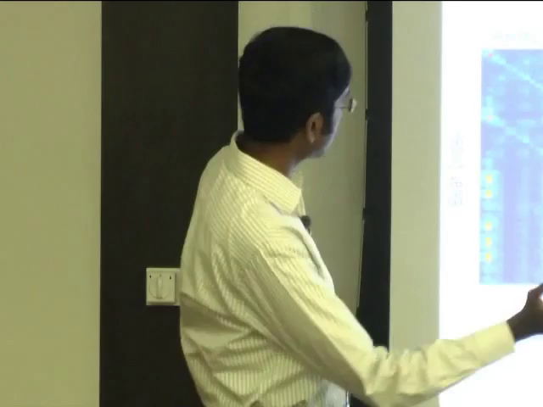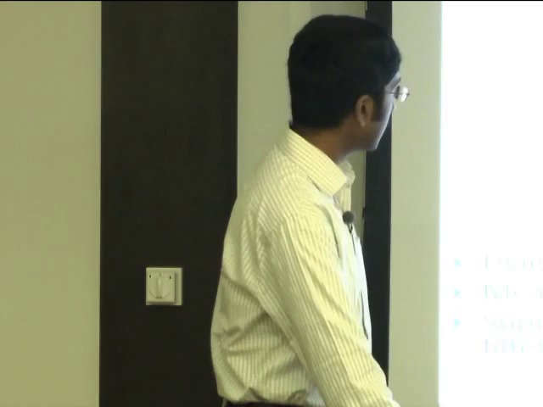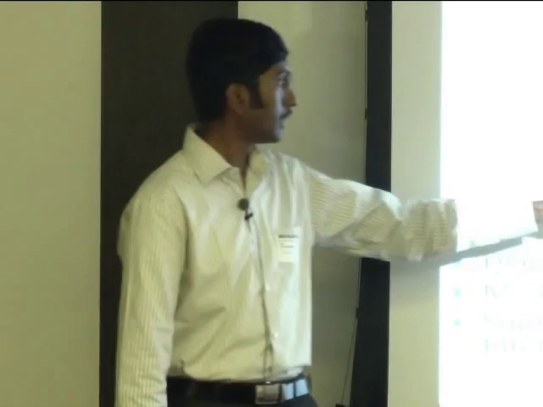In order to emphasize this, you would just pull it down and then plot the diagonal, and then you would see the periodicity at a particular sub-diagonal number, and that indicates the long-term periodicity here. If you have a periodicity at 16, it's very likely that you would have a periodicity at 32 or at 8 or at 4, so that's the structure in music. So instead of one cycle, you are now counting two cycles. That's the way to look at it.